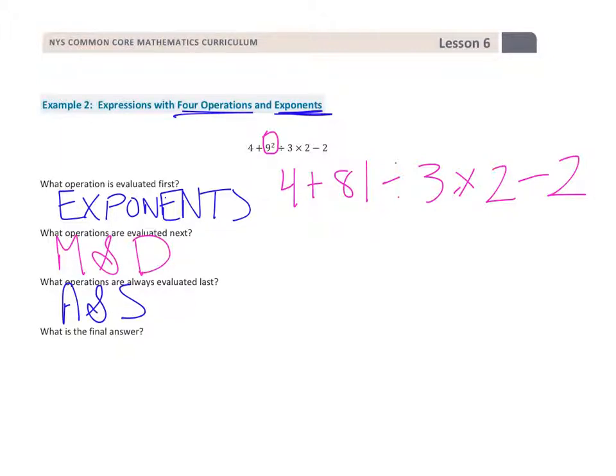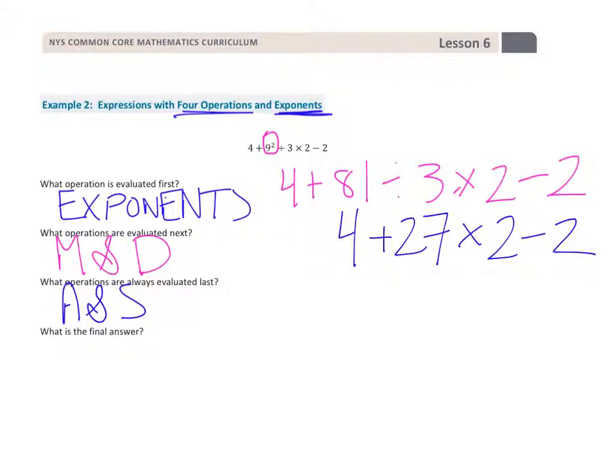Multiplication and division are next. So you might be thinking, oh, well, multiplication. But no, multiplication and division are on the same level. They don't outrank each other. So it's whichever comes first in the problem. So we've got division here and multiplication here. But we move left to right. Left to right. So this division problem comes first as we're reading it. So we're going to solve that first. So 81 divided by 3 is 27. So now we're going to rewrite this problem as 4 plus 27 times 2 minus 2.